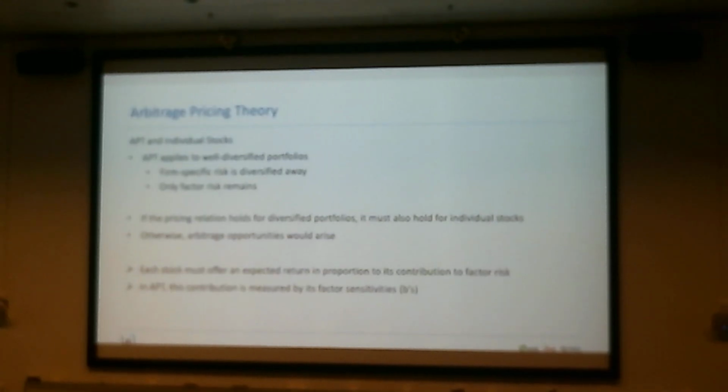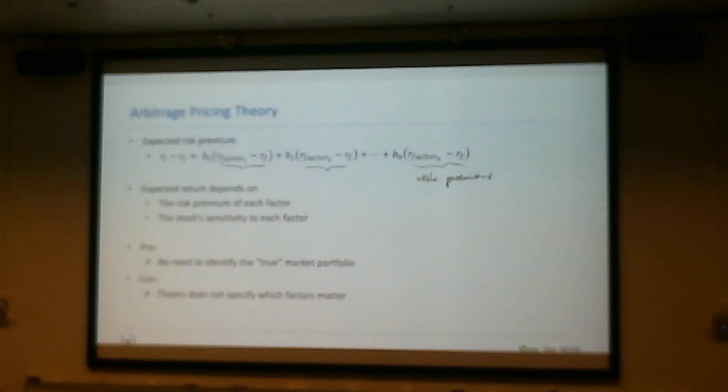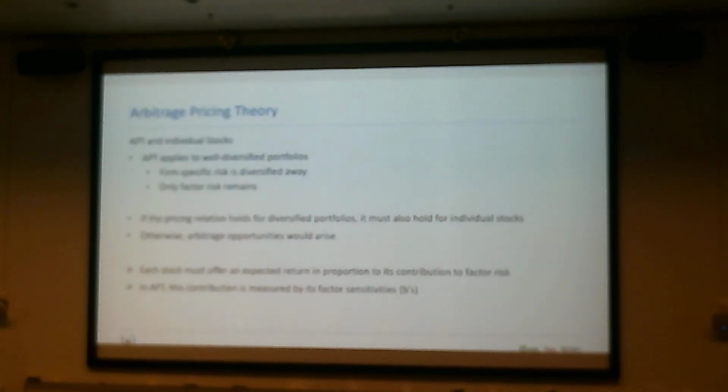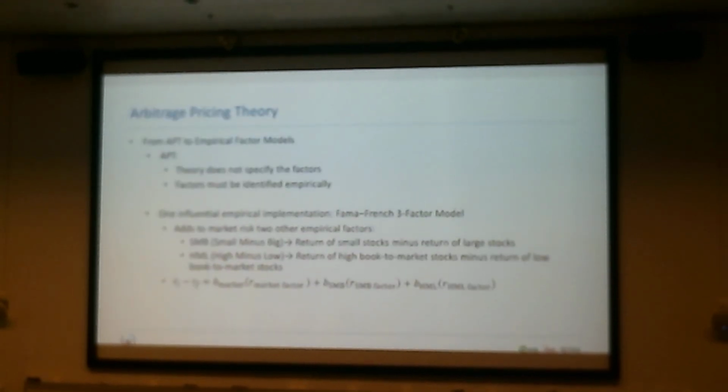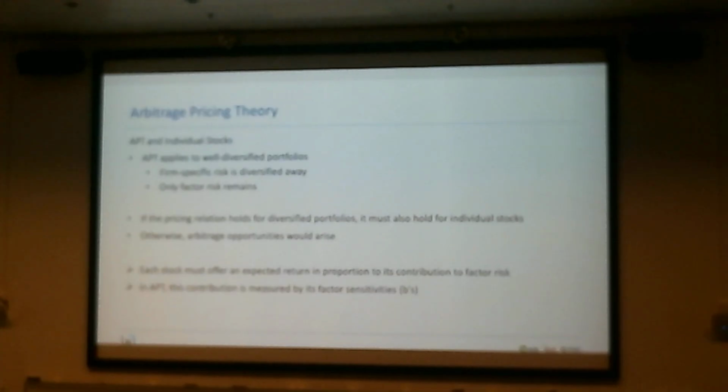So each stock must offer an expected return in proportion to its contribution to the factor risk. It sounds a bit complicated, but it says basically that this formula applies to single stocks. So the expected return of a single stock is equal to the expected risk premium of the factors times the stock's or the firm's exposure to these factors. And I know it sounds a little bit abstract, but we will practice this in a few minutes. All right.